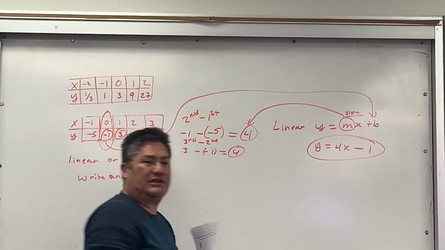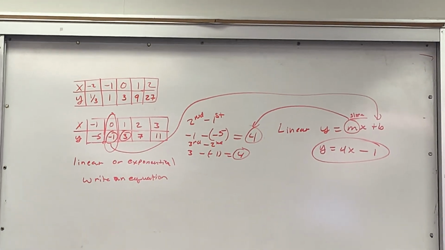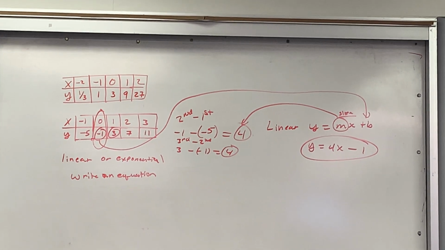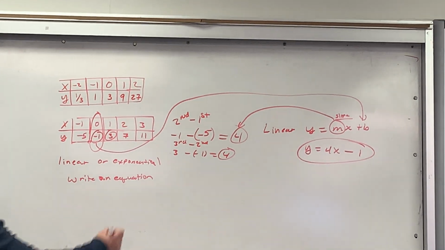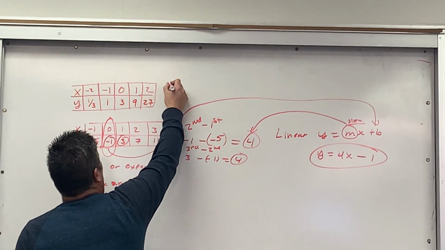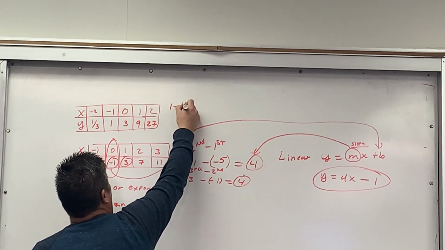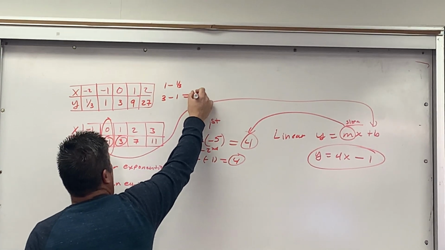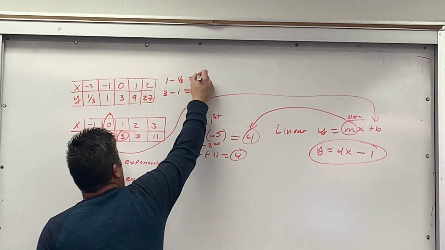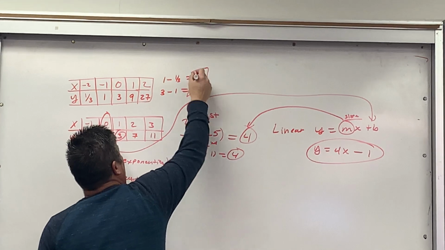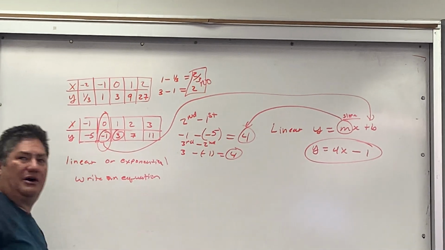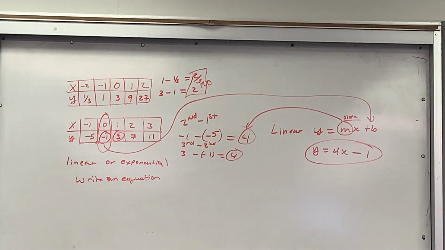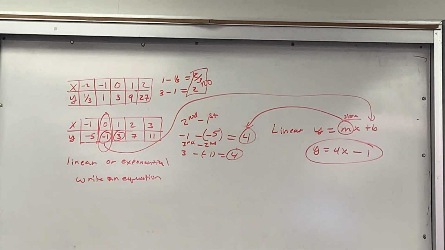Okay? So if it's linear, that's not very hard. That's what it's going to look like. Okay. Top one. Is it linear? No, you can tell it's not. If you take second minus first, 1 minus a third, and then you take 3 minus 1. 3 minus 1 is 2. 1 minus a third is 2/3. Are they the same? No. So it's not what? What do we know it's not? It's not linear.